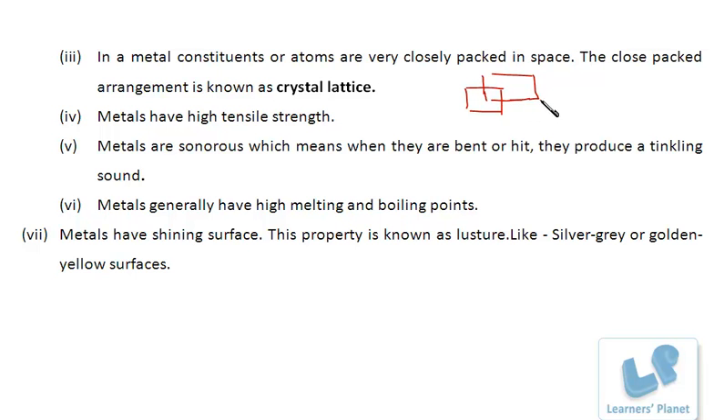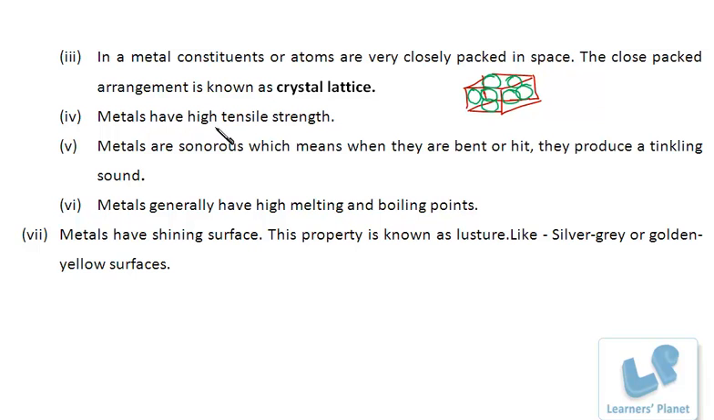This one, say if it's a cube. Now in this, the atoms are closely packed. The atoms are present here and they are closely packed. This is called as what? Crystal lattice. In every metal, this sort of arrangement is there, that the atoms are closely packed. They have got a crystal lattice.